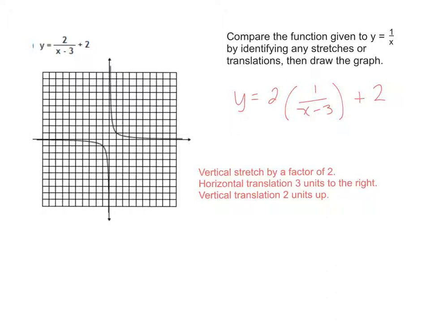I guess I'll do the mapping rule. The mapping rule would be (x, y) maps to (x plus 3, 2y plus 2). The 1/x part is already built in because of what the parent function is.